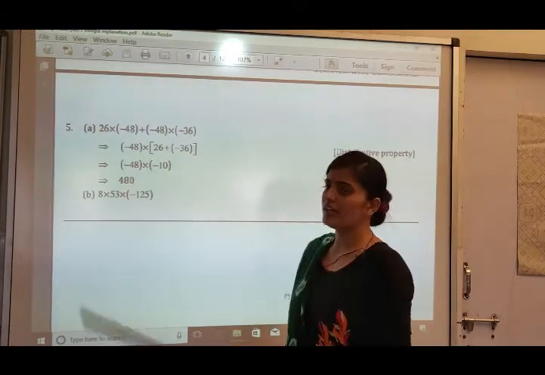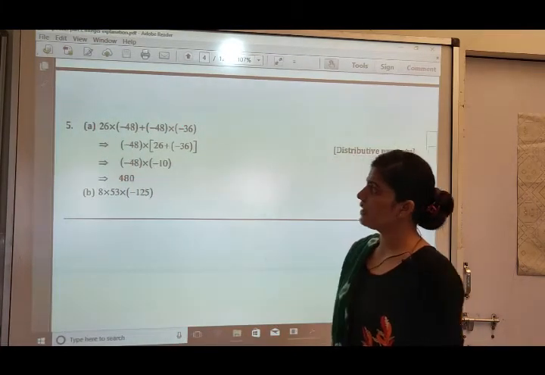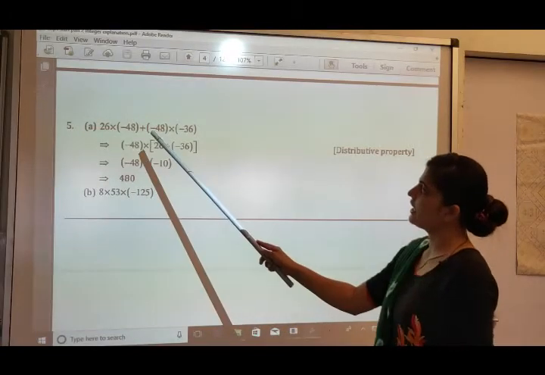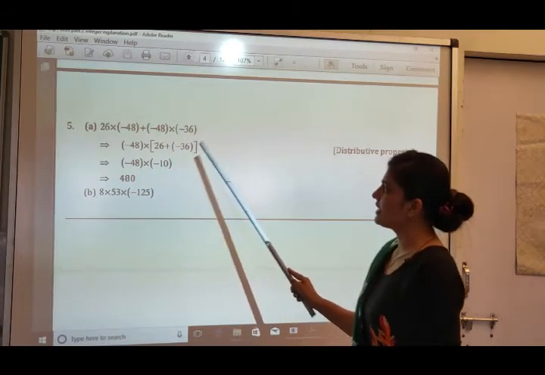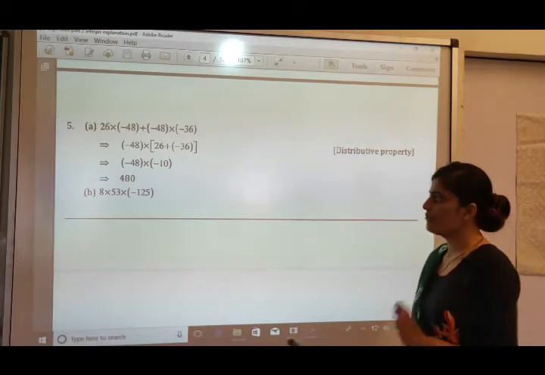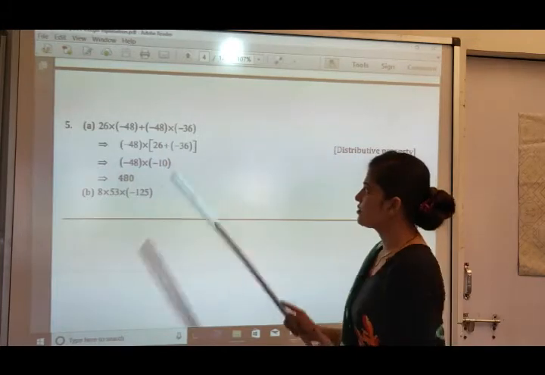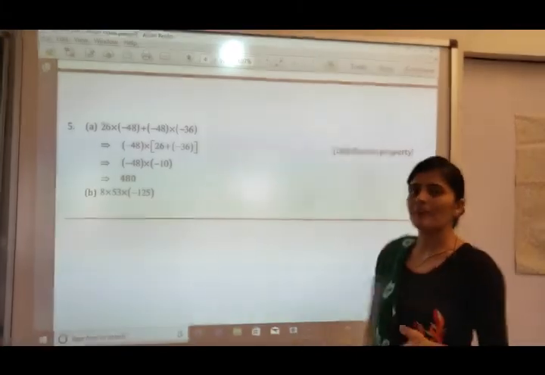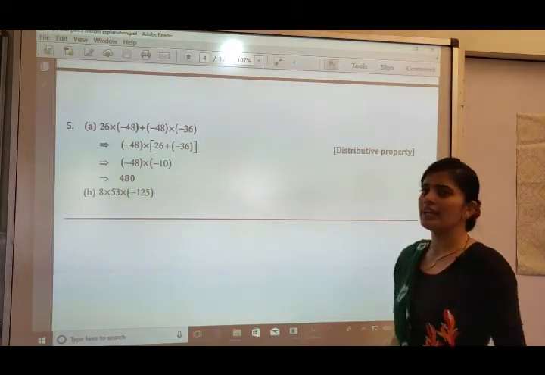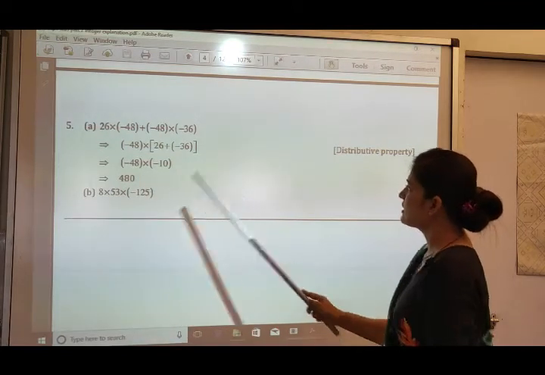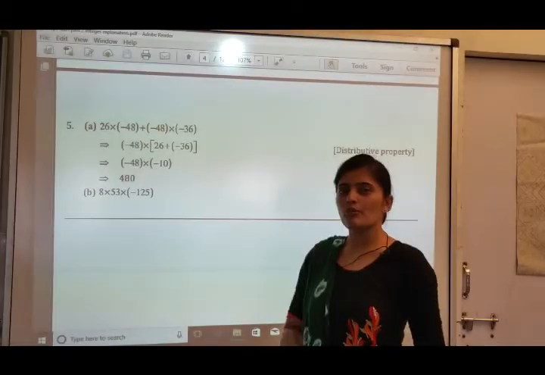Now which sign do we have to put over here? The sign between these two, after leaving the multiplication, is the plus sign. So that plus sign we will put over here. Then 26 plus minus 36 will be there in the box bracket. After that, 26 plus minus will be minus, so 26 minus 36, the answer will be minus 10. So minus 48 multiplied by minus 10 will be equal to 480. This way we have used the distributive property for solving this problem.